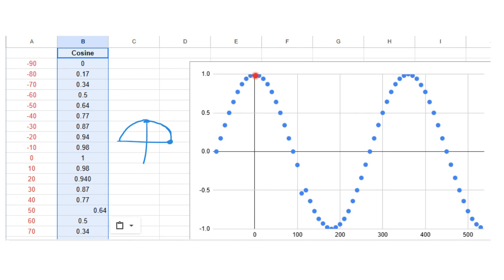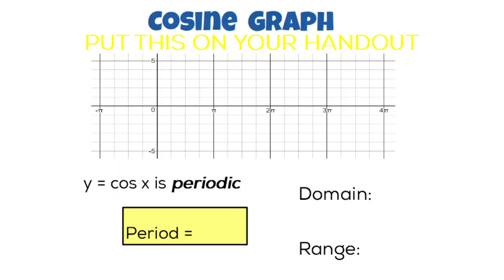So we started at the peak. The next time that it's at the peak is going to be clear over here at this value, which if you look down is going to be at 360. So the period of cosine is also going to be 2 pi. It just looks a little bit different as far as what that one wave looks like.